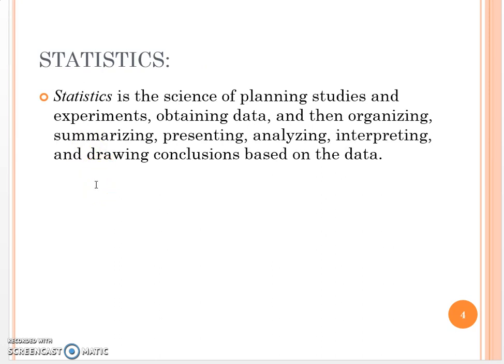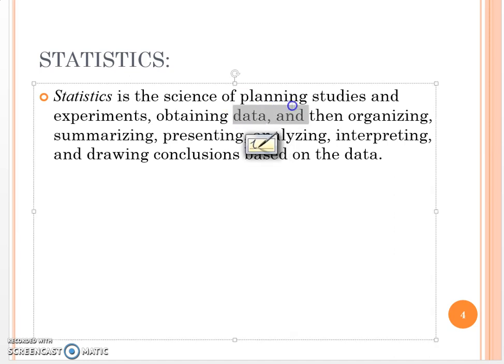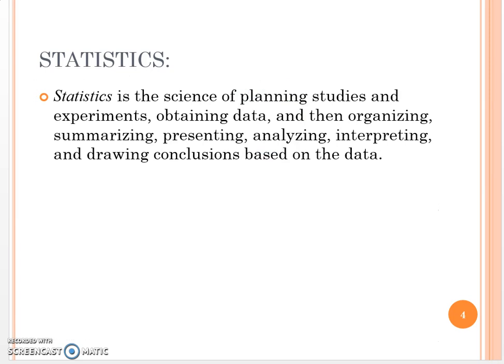So next is a formal definition of the statistics that we are learning. Let's look at the definition and try to decompose it into several parts. Statistics is the science of, first of all, planning studies and experiments. And then we're going to be obtaining the data either from experiments or surveys or any other ways.